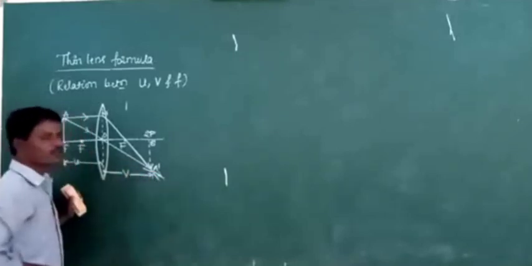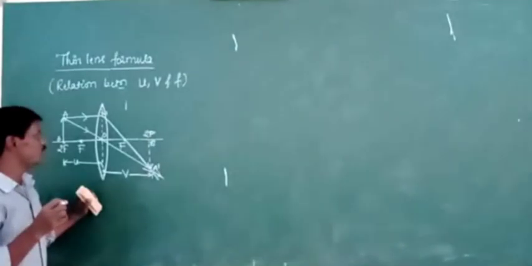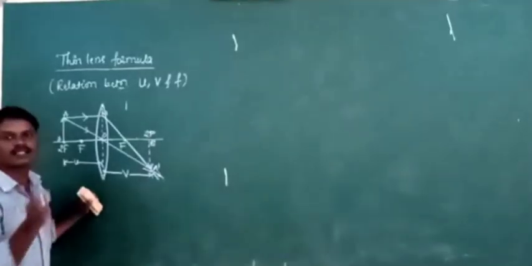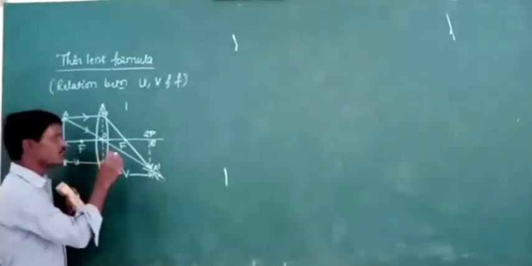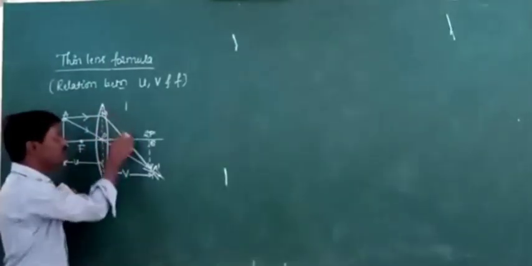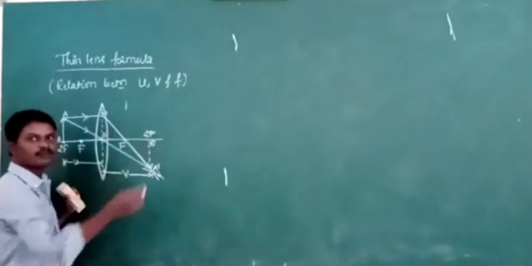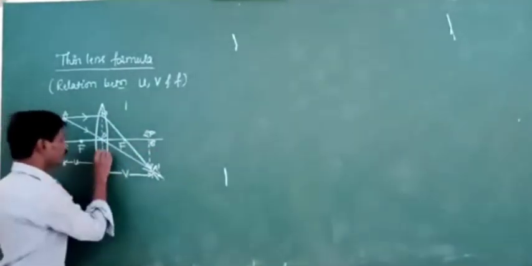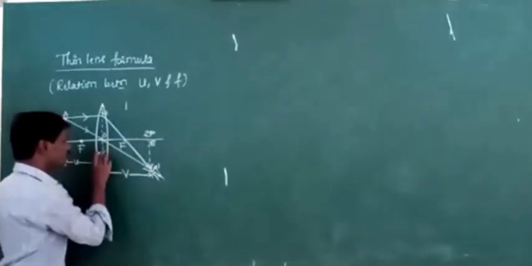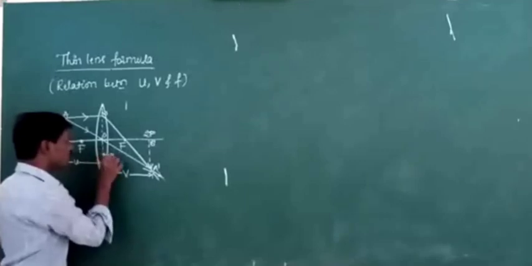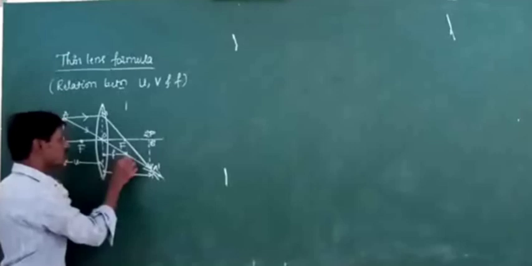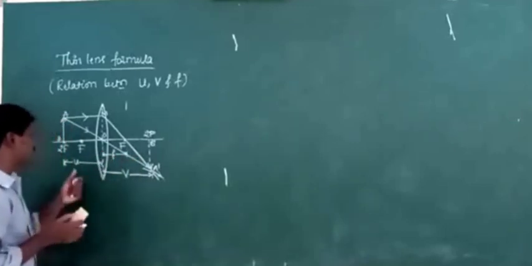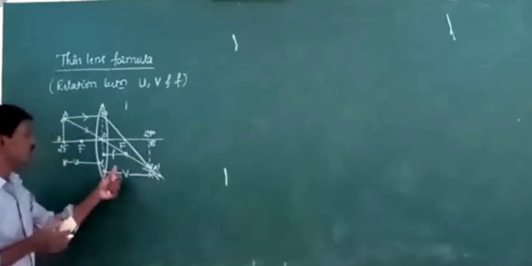Then what about focal length here? Focal length is the distance between the focus and the optical center. At what position do you have to take the focus here? At what position will the refracted rays meet? That is taken as the principal focus, and the distance of the principal focus from the optical center is called focal length. We are going to derive the relation between u, v and f.